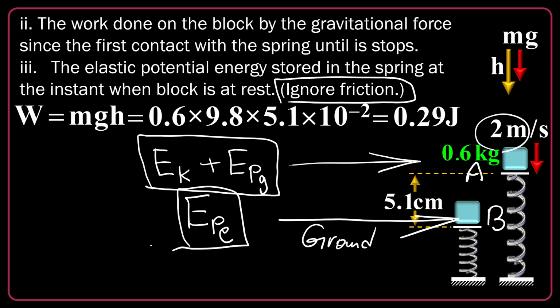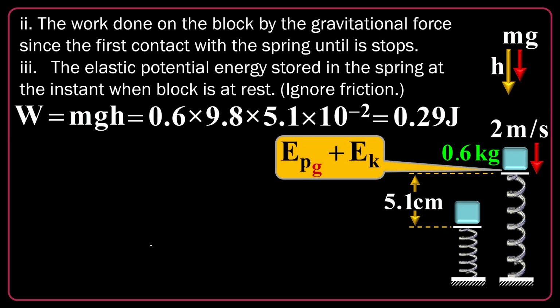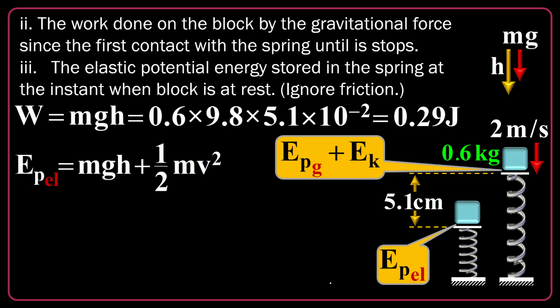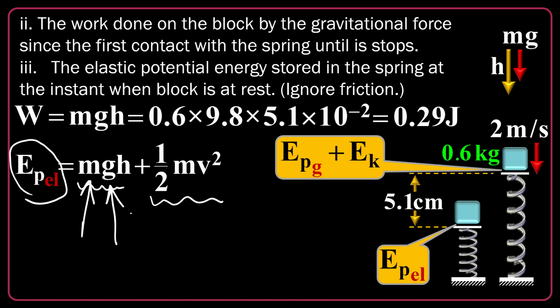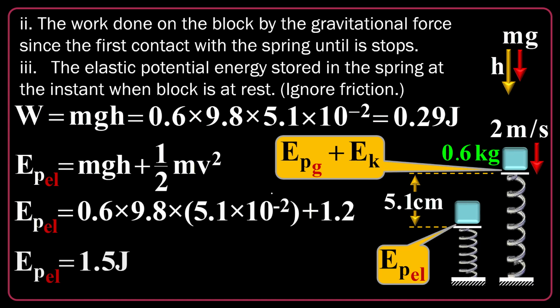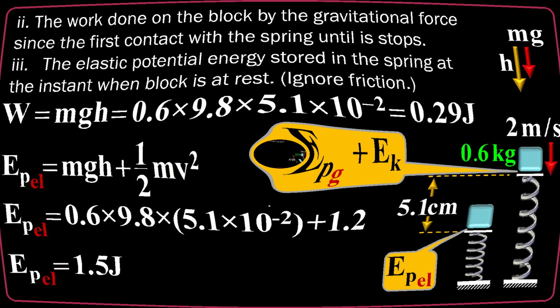And we can find the elastic potential energy at the stopping point. Let's find it. Here I have mechanical energy in the form of gravitational potential energy and kinetic energy at the beginning, and then just elastic potential energy at the end. Let's put them equal. I'm looking for this one. I have everything on the right side. I know the mass, I know the gravitational acceleration, I know the height, 5.1 centimeters, which will be converted to meters, and also the initial speed of 2 meters per second. Let's plug in the values, and then the answer is 1.5 joules.